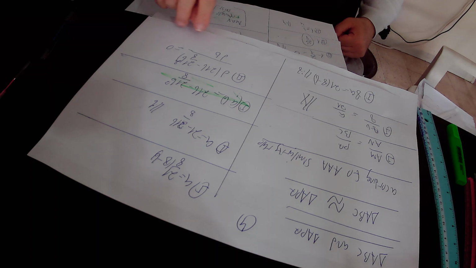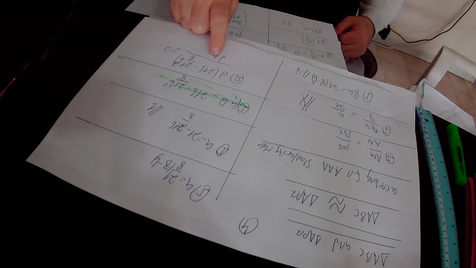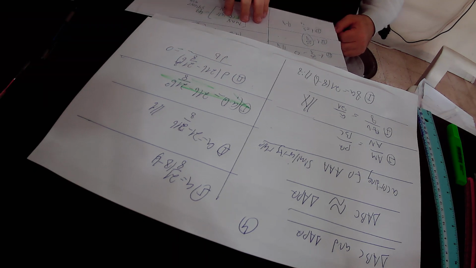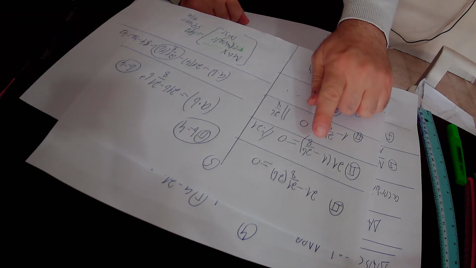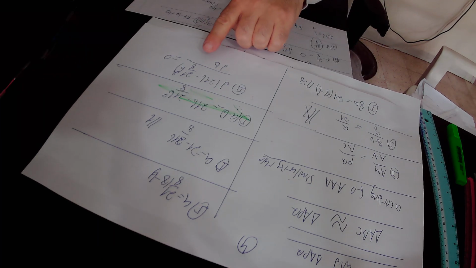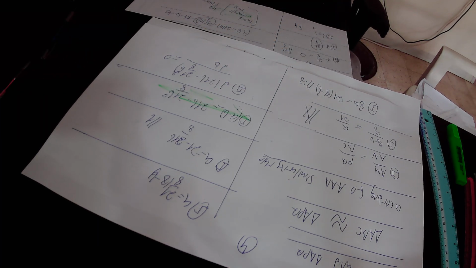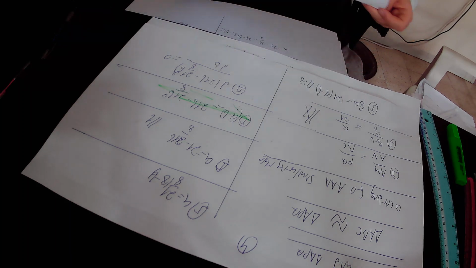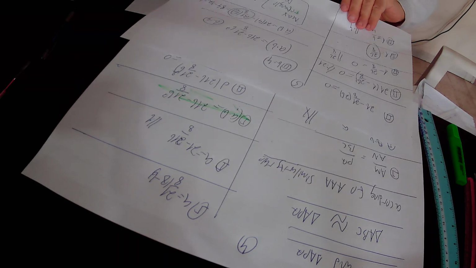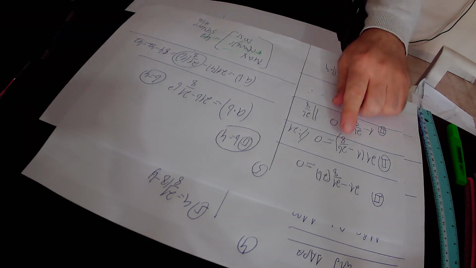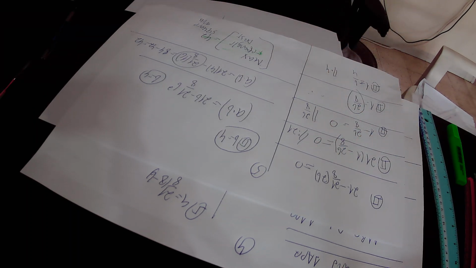So what is the derivative of 21B? The derivative of 21B is 21, because the derivative of B is 1, so in total 21 times 1 is 21. And what is the derivative of minus 21 over 8 times B squared? We know that the derivative of B squared is 2B, and therefore the derivative of this expression equals minus 21 over 8 times 2B. And it equals 0.